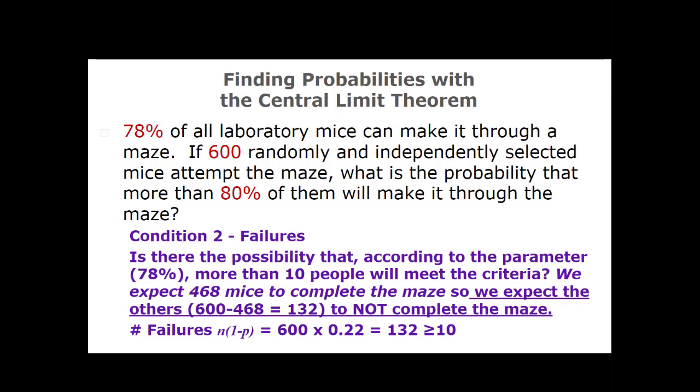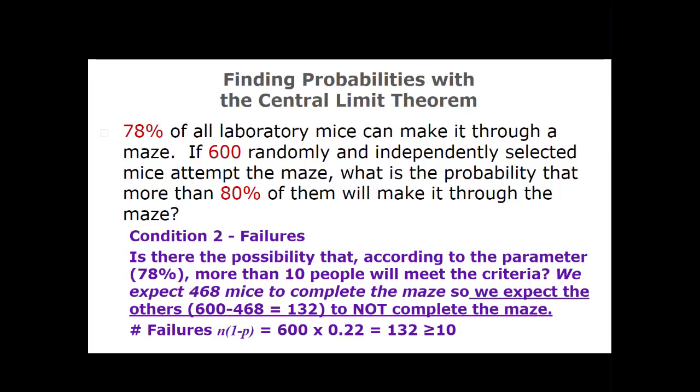Let's look at the second part of this condition, which is the failures. If we expect 468 mice to complete the maze, then we would also expect that 132 of them, the difference between the 600 mice and the 468 successes, to not complete the maze. That would be the failure. Since 132 is greater than or equal to 10, the second part of the condition, the failure part, is also met.